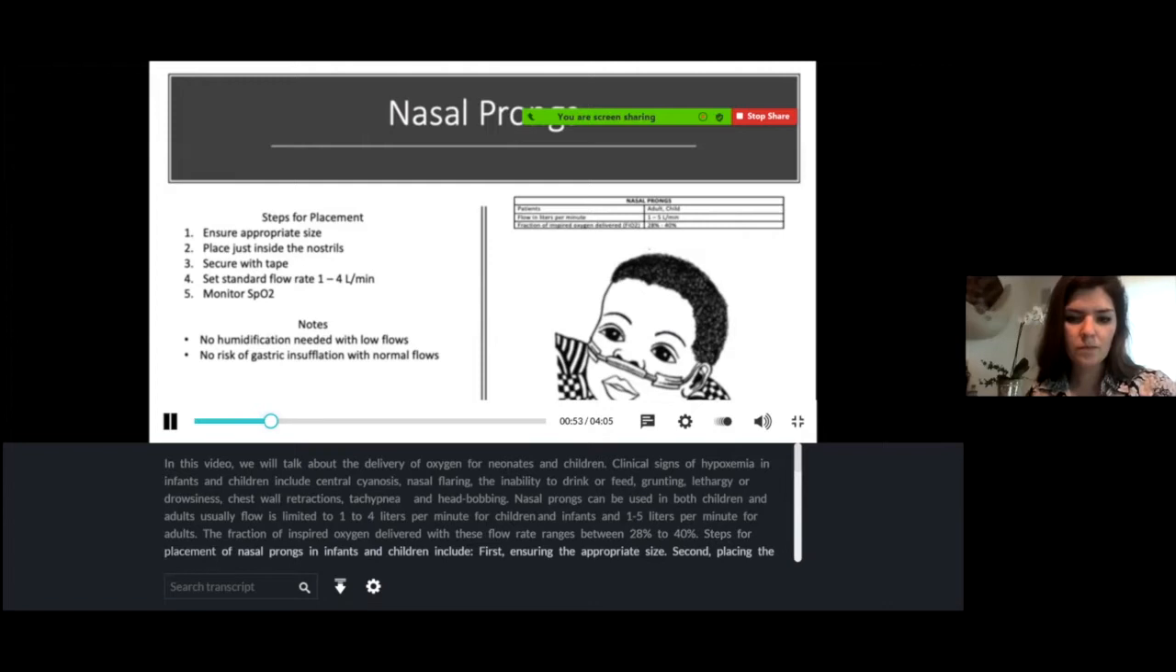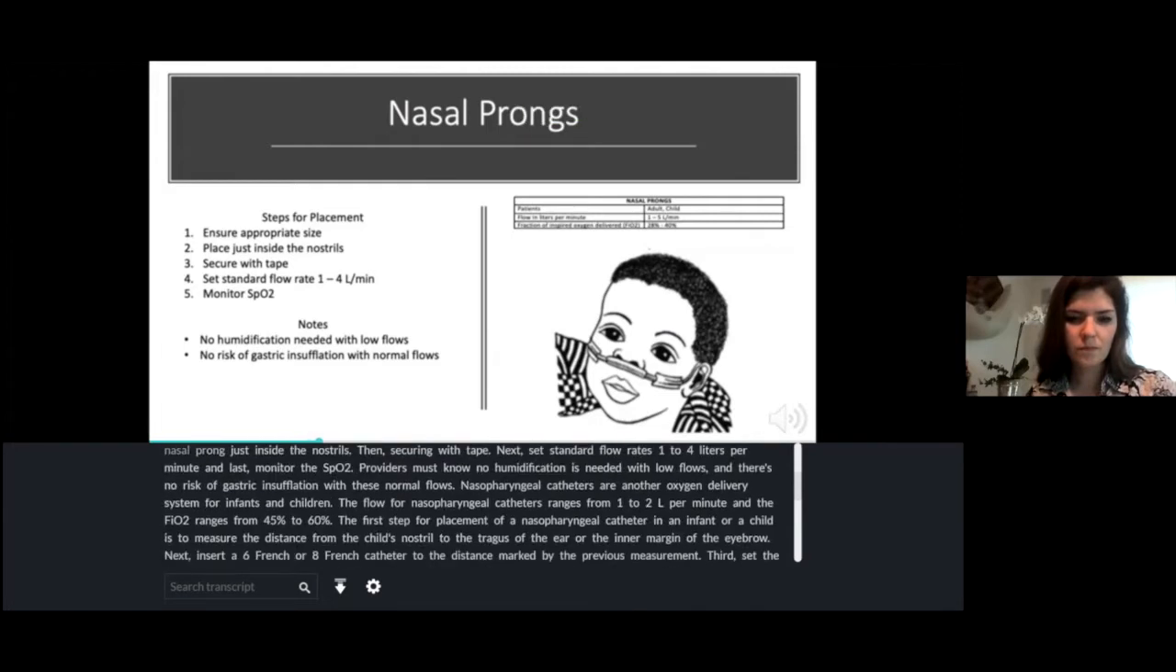Steps for placement of nasal prongs in infants and children include first ensuring the appropriate size. Second, placing the nasal prongs just inside the nostrils. Then securing with tape. Next, set standard flow rates, 1 to 4 liters per minute. And last, monitor the SpO2. Providers must note no humidification is needed with low flows, and there's no risk of gastric insufflation with these normal flows.